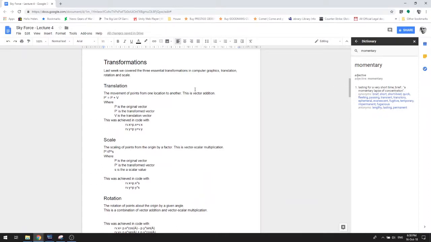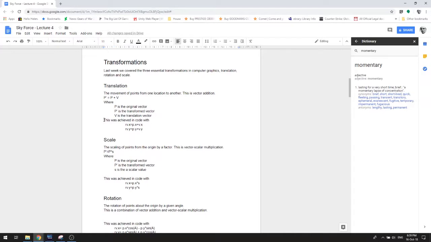Last week we looked at transforms. We looked at the three primary transforms, which are translation, scale, and rotation. And what we've learnt is how to do vector addition, which is the translation. Mathematically, vector addition looks like this: P dash equals P plus V, and these are all vectors. P is the original vector, P dash is the transformed vector, and V is the translation vector, which is basically how much we're going to move.